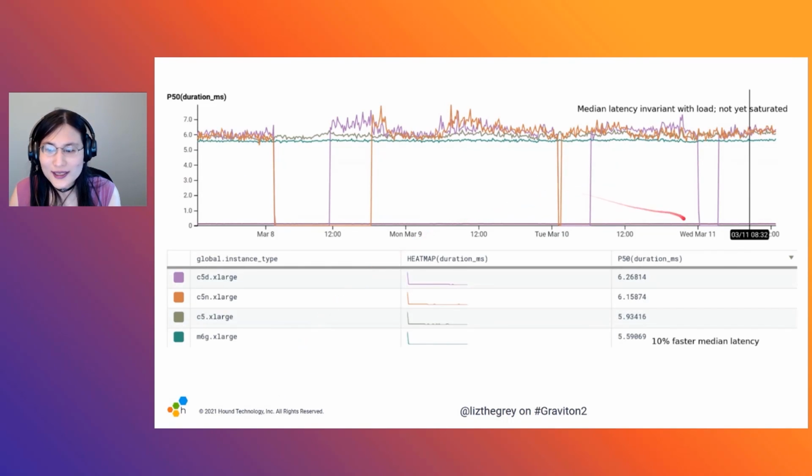Additionally, we are able to look and see that the P50 is very load invariant, right? That when you had a lack of full saturation, right? When you're running the same number of queries per instance going against M6G versus C5, you can see that the P50 was rock solid at 5.5 milliseconds no matter what. Whereas the heavier loaded C5 and C5N instances that were running at 50 to 60% CPU saturation, the more traffic they got, the slower they would get.